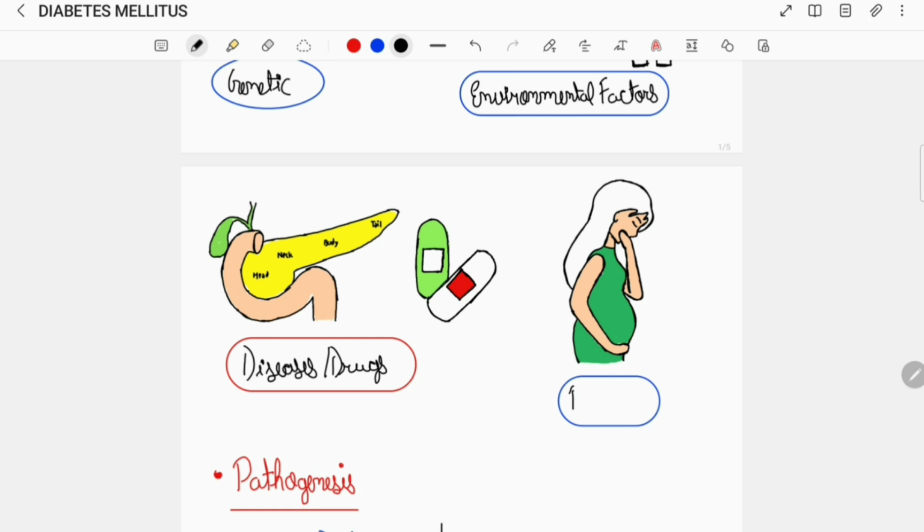drugs. Females can develop diabetes mellitus during pregnancy, which is known as gestational diabetes mellitus. But this type of diabetes mellitus subsides after the delivery of the baby.